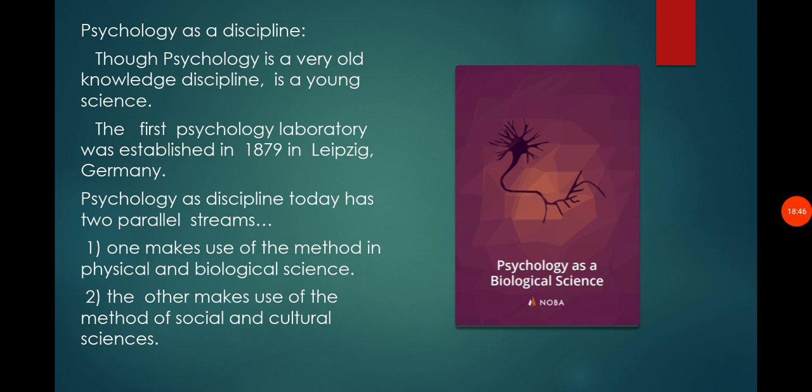But it is true that psychology as a discipline today has two parallel streams. Always remember that there are two parallel streams of psychology: one which makes use of the methods of the physical and biological sciences, and the other which makes use of the methods of the social and cultural sciences in studying various psychological and social phenomena. So what are the two parallel streams of psychology? One is known as the natural science and the other is known as the social or cultural science. These streams sometimes converge only to drift apart and go their separate ways.